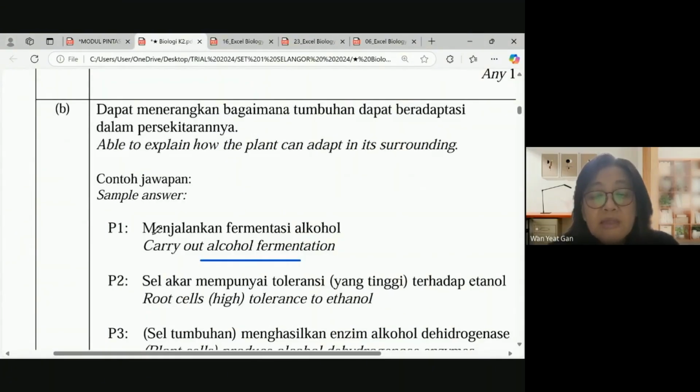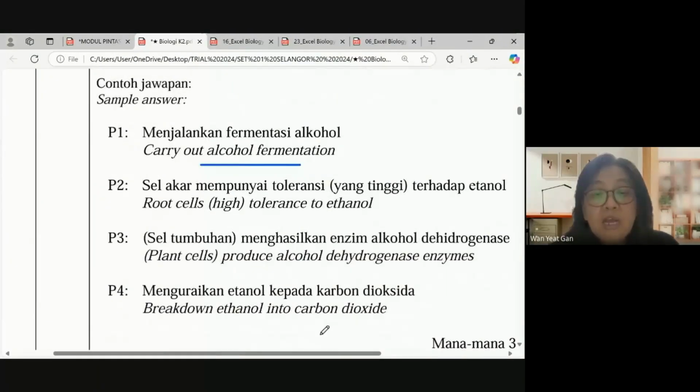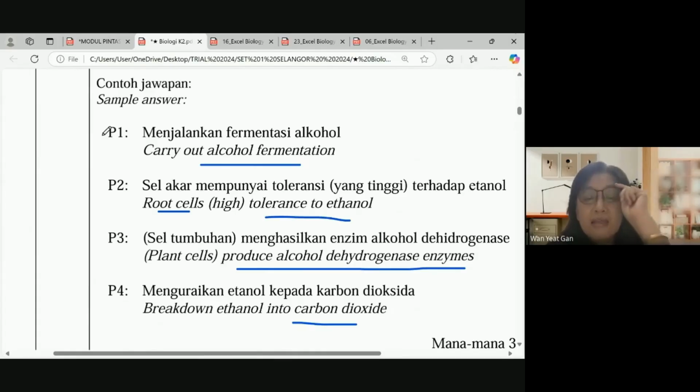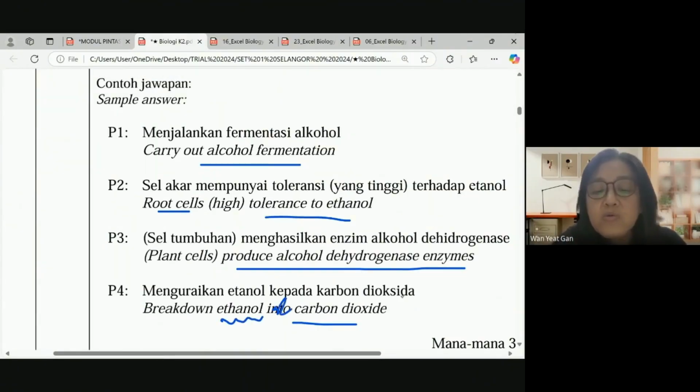Now, alcohol fermentation is the breakdown of glucose into ethanol, carbon dioxide, and energy. So because these plants have high tolerance to ethanol, and they also produce alcohol dehydrogenase enzyme, that means they are able to break down alcohol into ethanol, CO2, and energy. So the energy is only 210 kJ of energy.